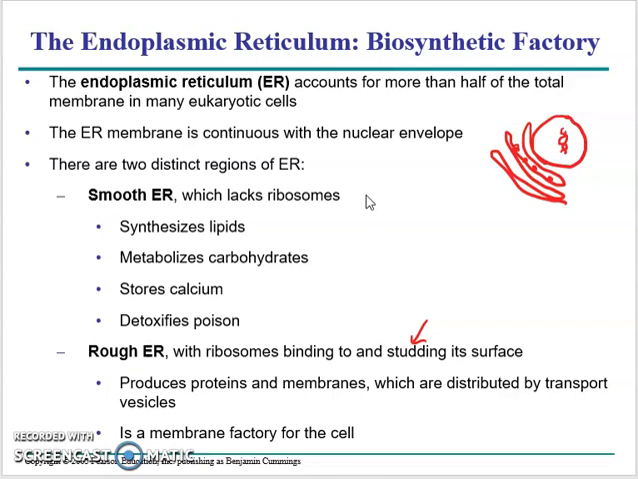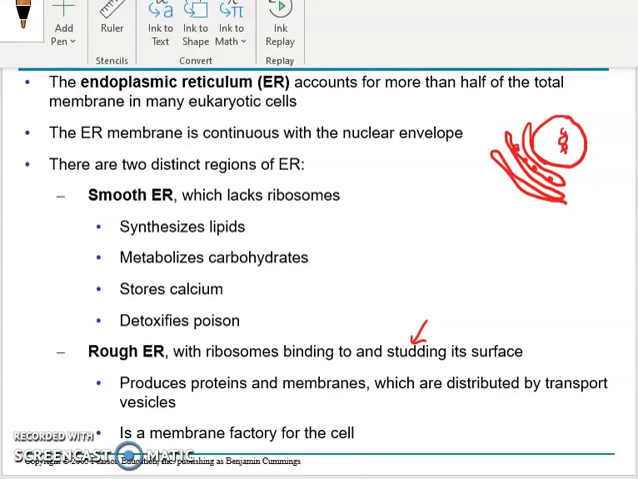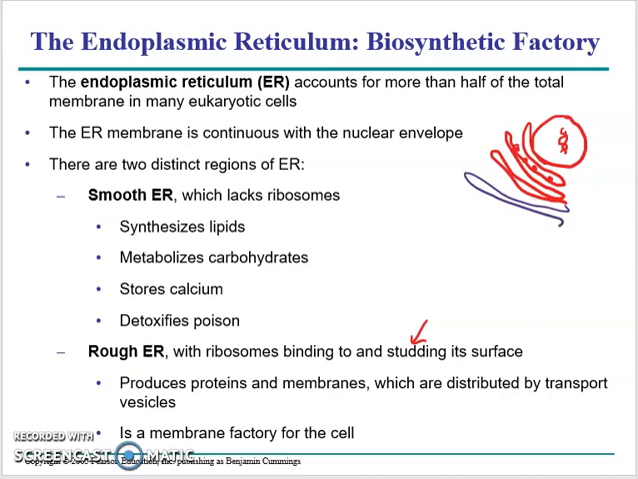Now the smooth endoplasmic reticulum, which is actually a little bit further away but still connected, has a couple of different functions. Number one, it synthesizes lipids. Okay, so this is where fats come from, triglycerides, right, in the cell. It puts them together from the energy that the cell has acquired.